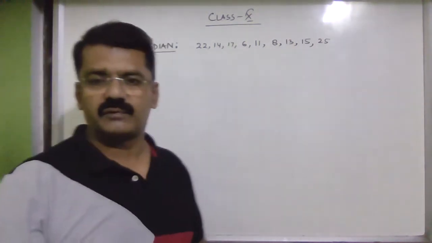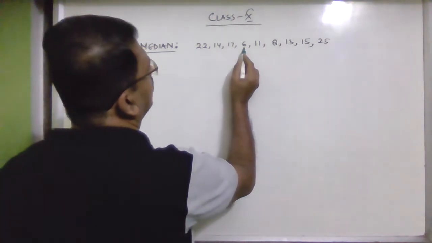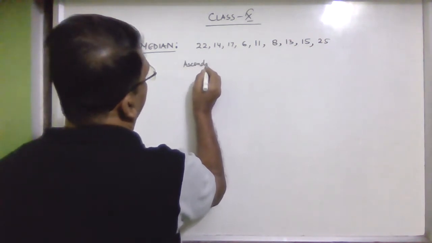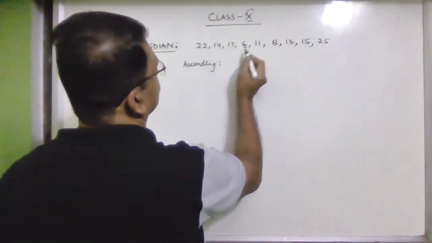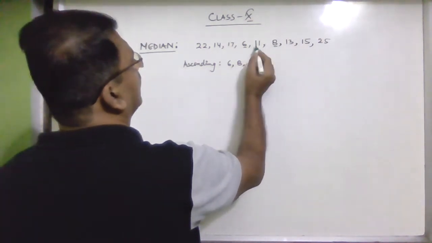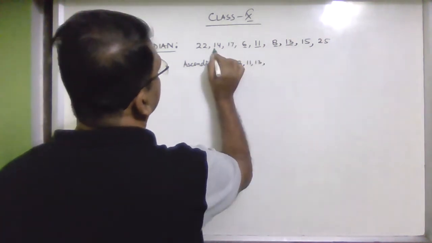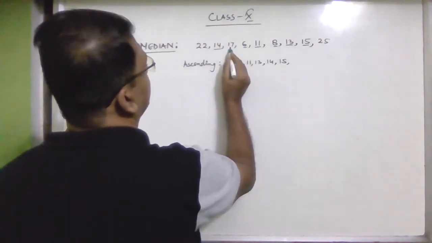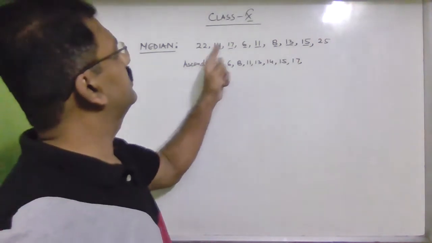of these numbers. So the first thing, you have to arrange them in ascending order. Ascending order means the smallest first. So the smallest is 6, so you write down 6. Then is 8, so you write 8. Then 11, then 13, 14, then 15, then 17, and then 22 and then 25.